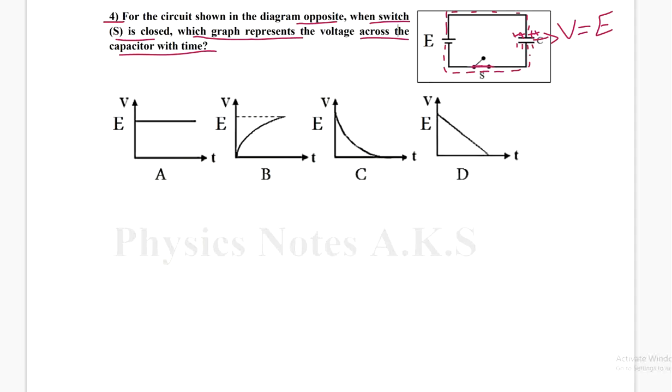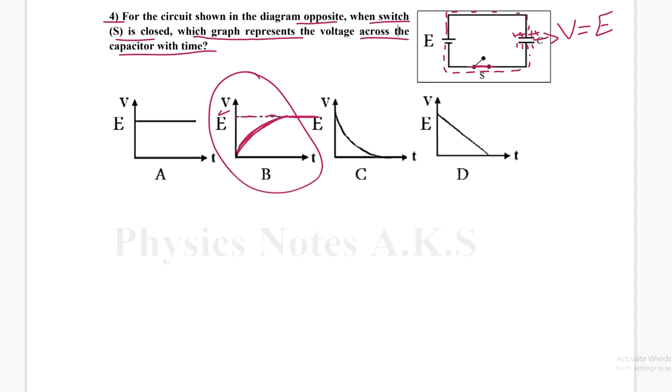Which one is actually increasing between these four graphs? It's actually B. As you can see, the potential difference increases until it reaches a constant value. This constant value will give me the electromotive force of the battery. This is the question.